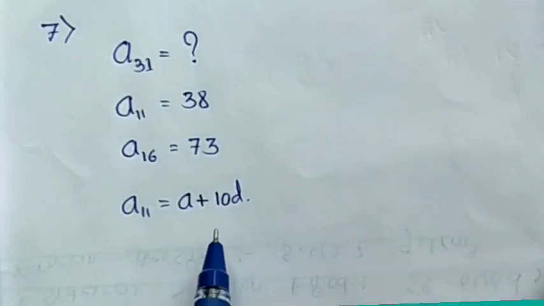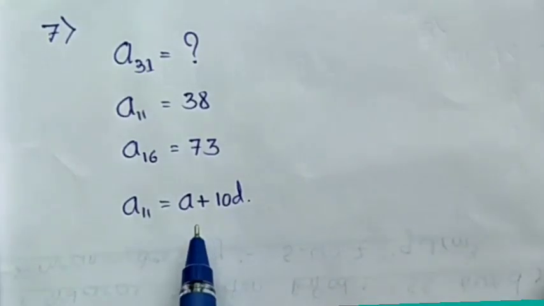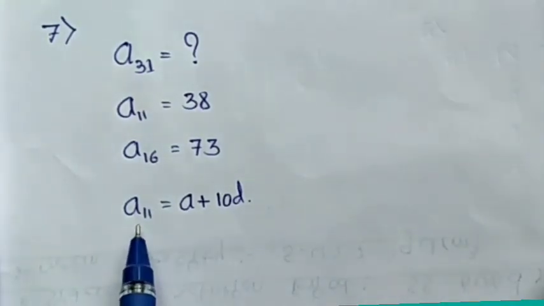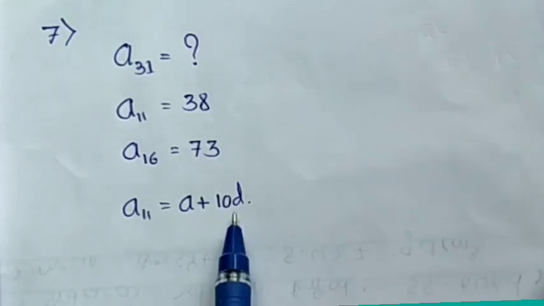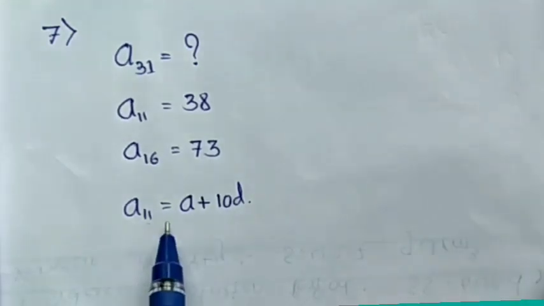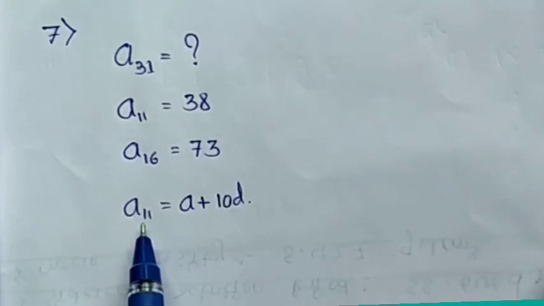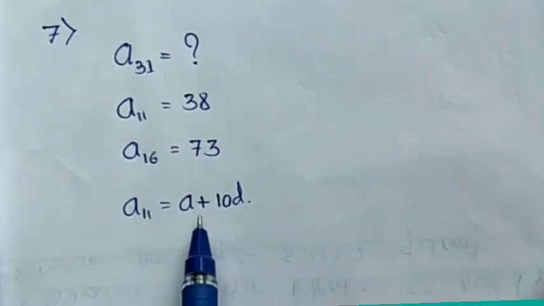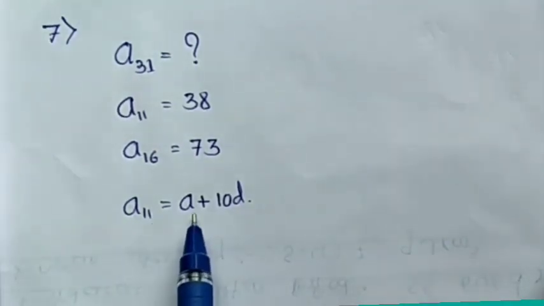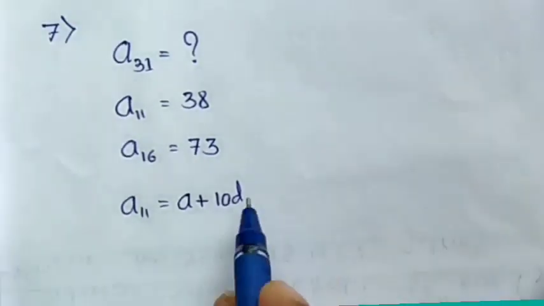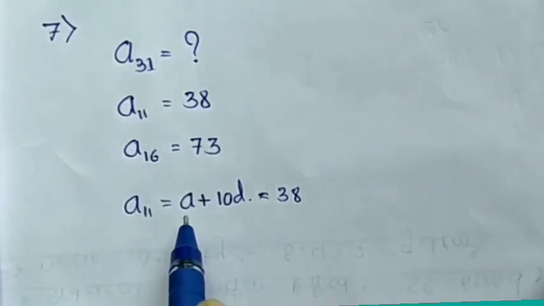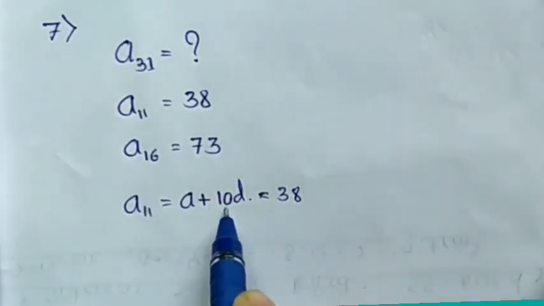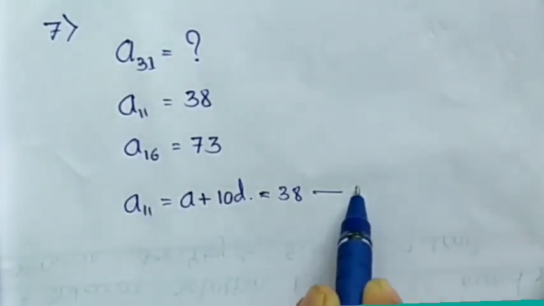Recall the introduction concept. There I gave that if you need the 11th term, it means you have to add 10 number of d, that is, 1 less than the total number. So this is our shortcut form: A11 equal to a plus 10d. How much have they given? That is 38. So now a plus 10d equal to 38. Let's take it as equation number 1.